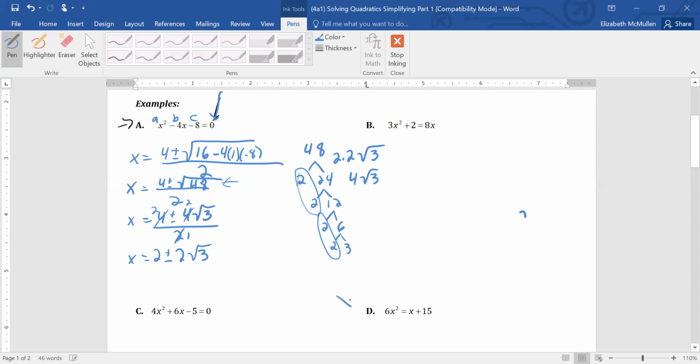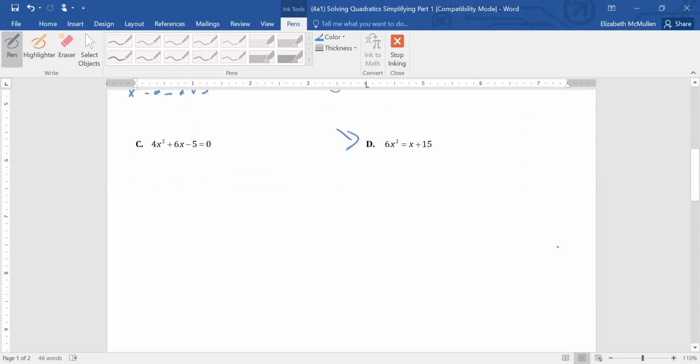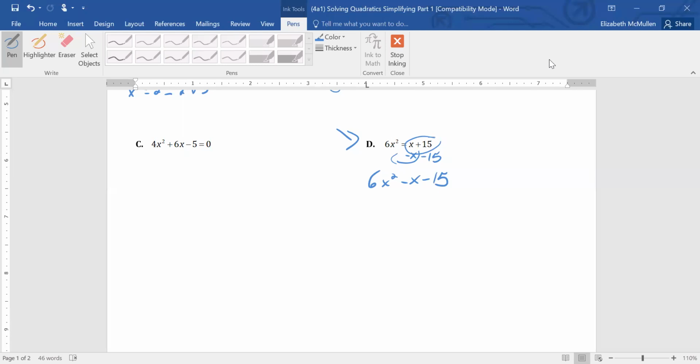Let's do example D. It's going to be a very short video today because you already know all the concepts. Okay, D, we have a problem. It's not equal to 0. So we need to take everything on this right side and move it over. So to do that, we subtract x from this side, we subtract 15 from this side. So that gives me 6x squared minus x minus 15 equals 0.